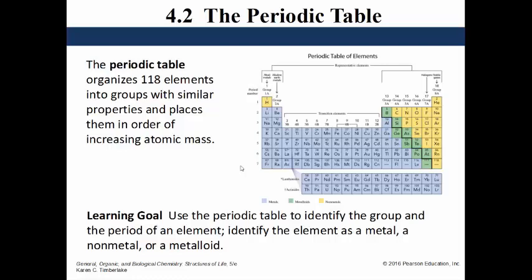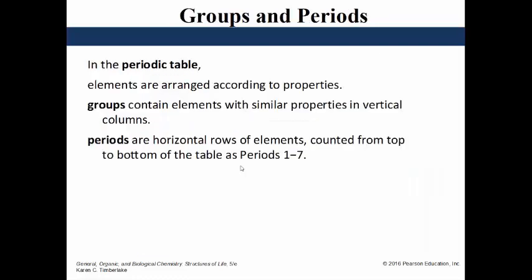And the learning goal for this section is using the periodic table to identify the group and the period of an element, and to be able to identify the element as either a metal or a nonmetal or a metalloid. All right, first we'll talk about how to distinguish between groups and periods. In a periodic table you have rows of elements, then you have vertical columns of elements. The vertical columns are known as groups, and then the horizontal rows are called periods, and they're labeled from the top of the table down, so 1 through 7.